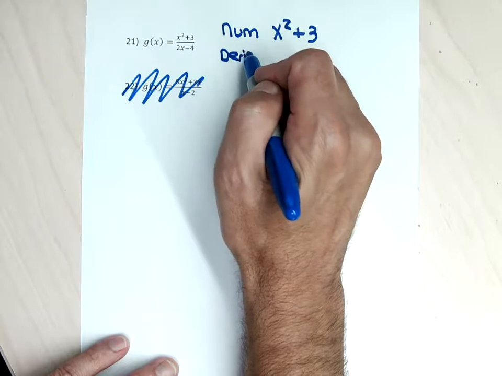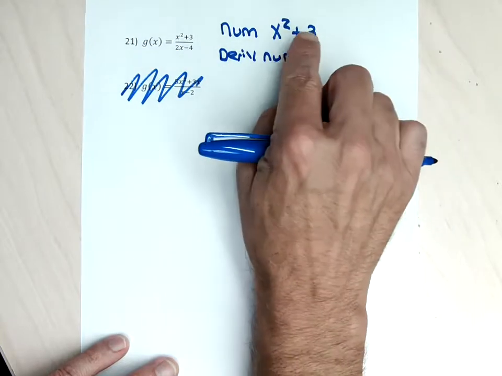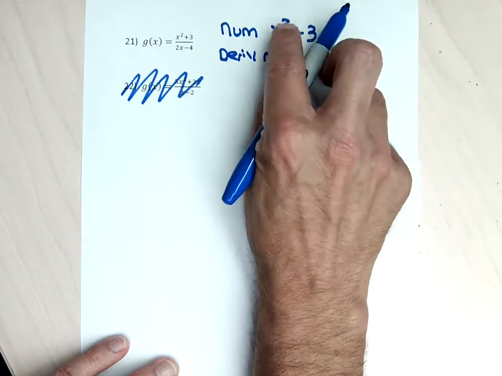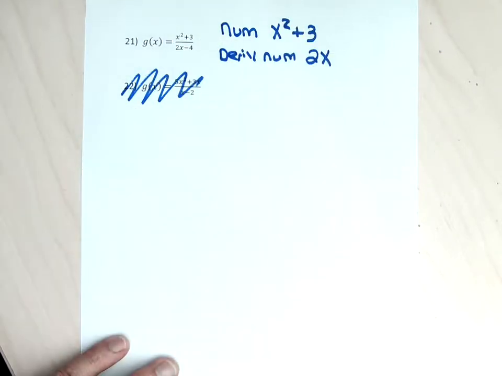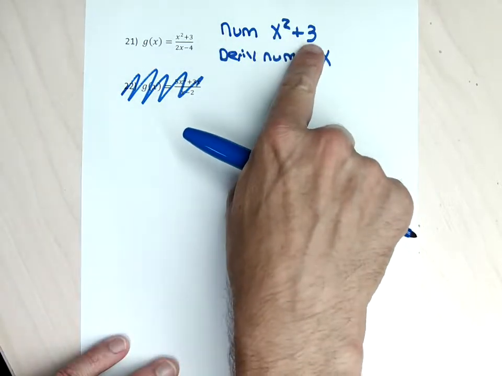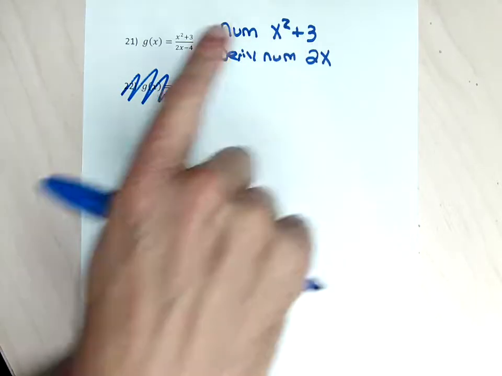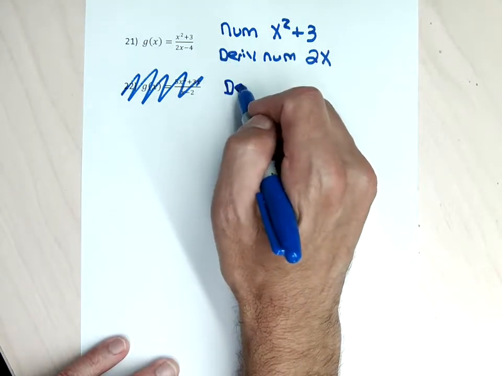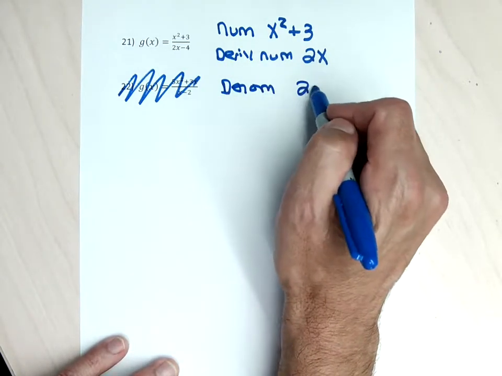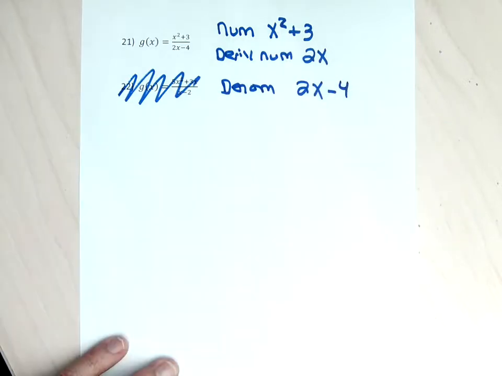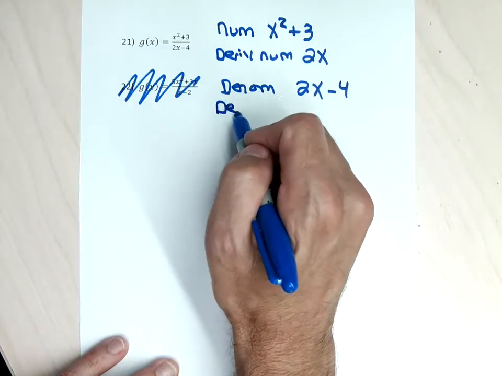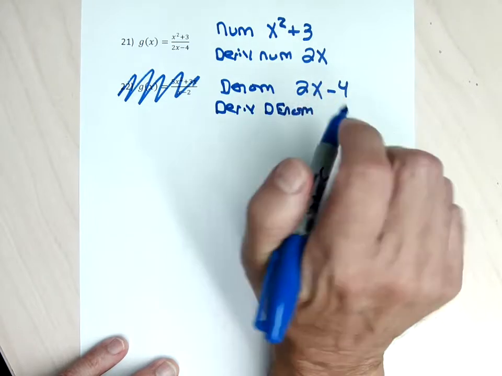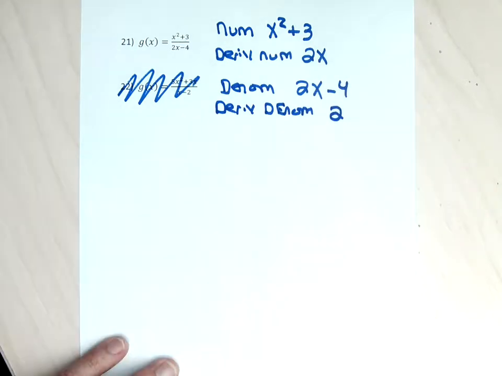of the numerator. The first term, I bring the 2 out front, lower the exponent by 1. The derivative of x squared is 2x to the first. The second piece doesn't have an x, it has a derivative of 0. So the derivative of the numerator is just 2x. And then the denominator, 2x minus 4. The derivative of the denominator, the derivative of 2x is just 2. The derivative of 4 is 0.